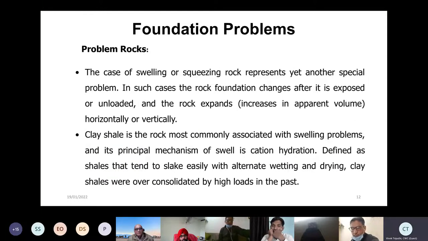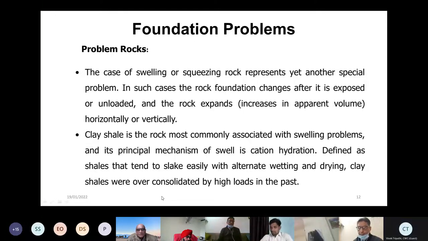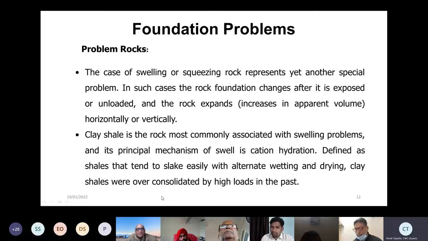Then another type of problem, swelling and squeezing rock, is yet another special problem. In such a case, the rock foundation changes after it is exposed or unloaded, and the rock expands, meaning an increase in apparent volume horizontally or vertically. It may expand in both directions. Clay shale is the rock most commonly associated with swelling problems, and its principal mechanism of swelling is cation hydration. Shales tend to slake easily with alternate wetting and drying, so it is a very problematic constituent of our foundation.